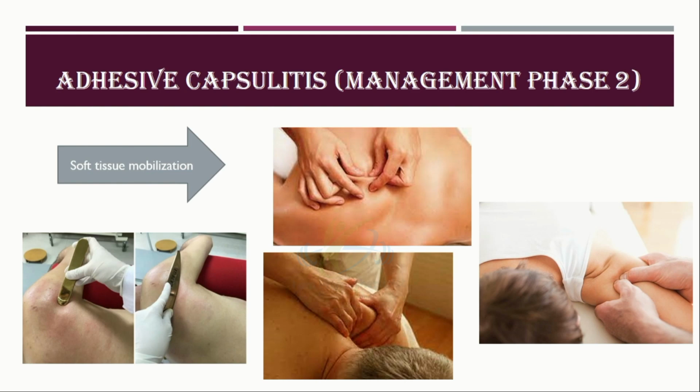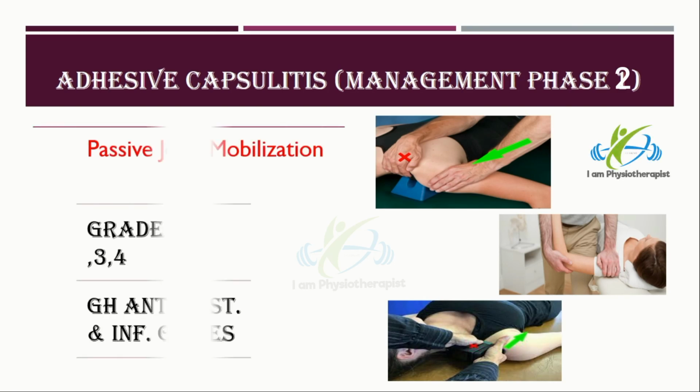Soft tissue mobilization. Passive joint mobilization of the glenohumeral joint in grade 1, 2, 3 and 4 is recommended.